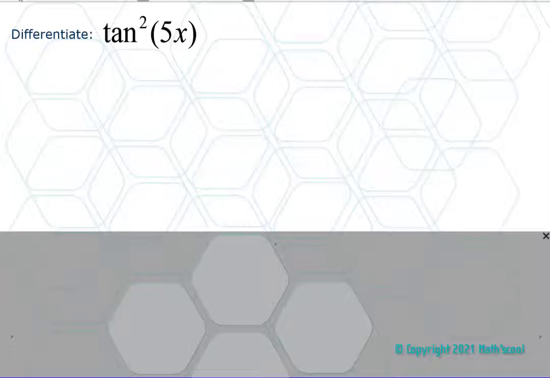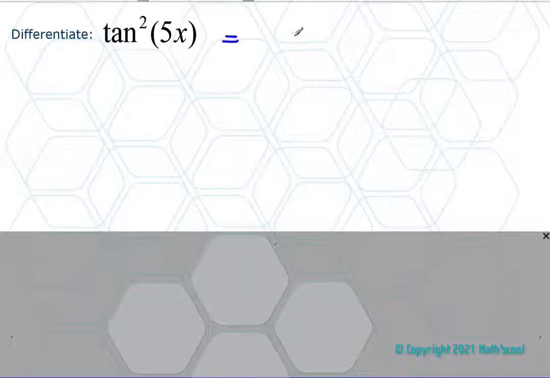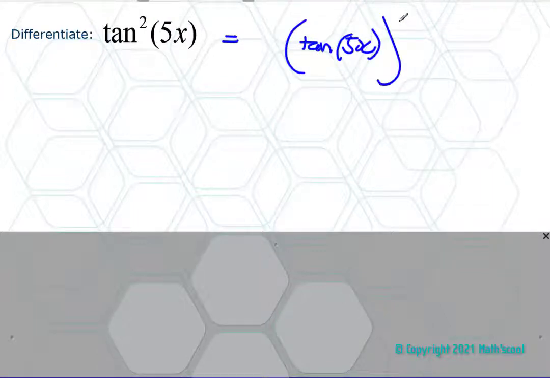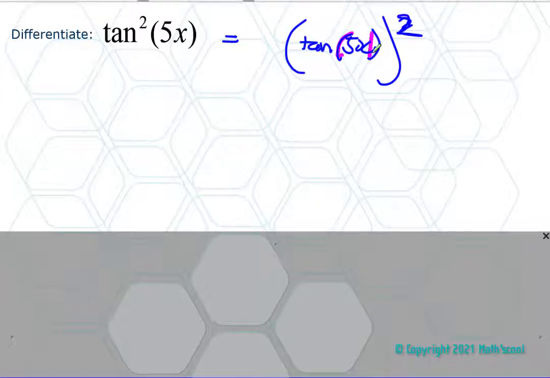My next question, tan squared 5x. Okay, I'm going to write this out because the way that's written there misses out a set of the brackets. It's the same as tan of 5x, all squared. So what you can see is there is a set of brackets, and all your x's are inside that set of brackets, but that's inside another set of brackets. That's a double helping of the chain rule.